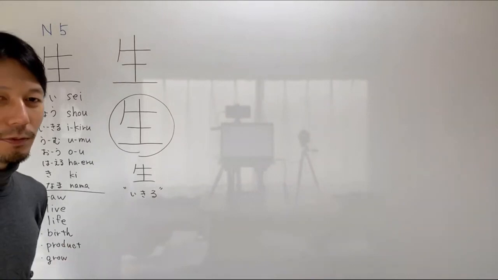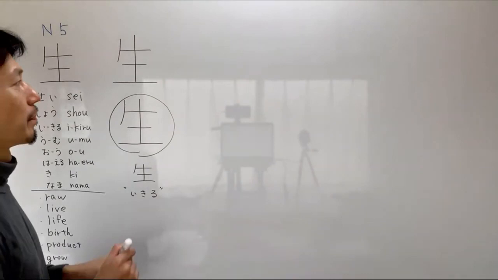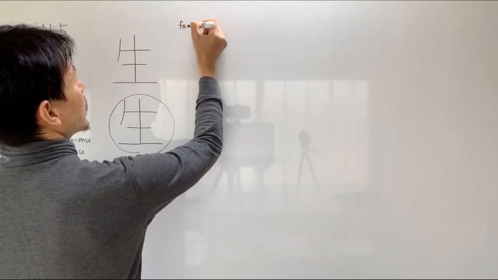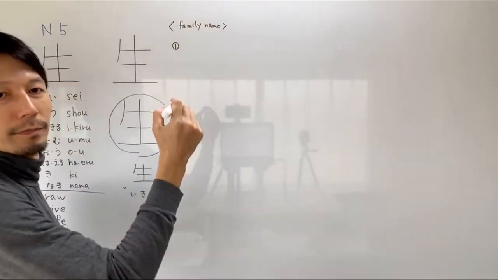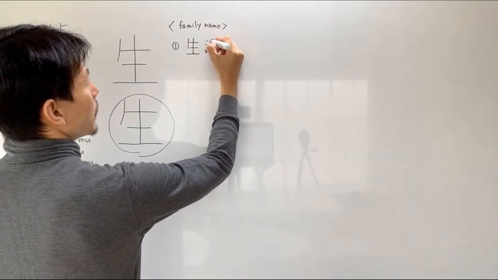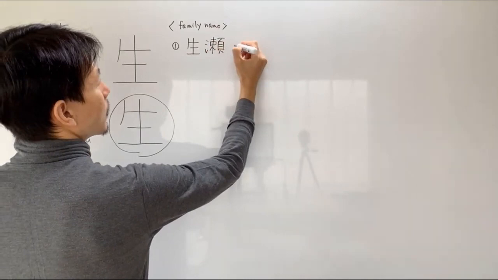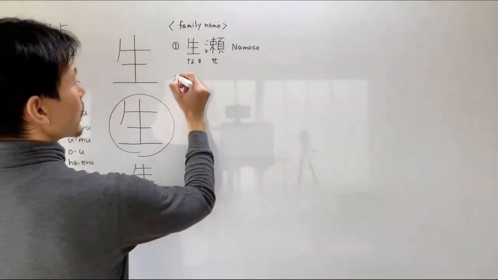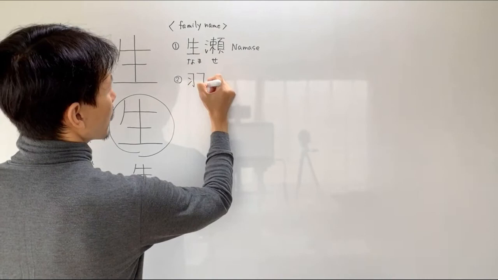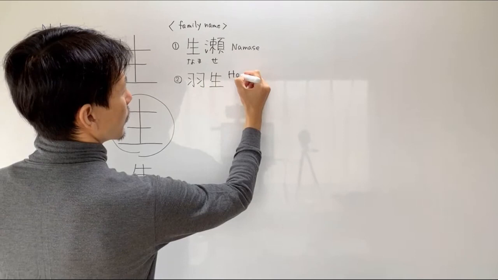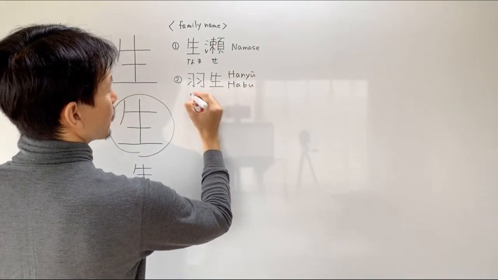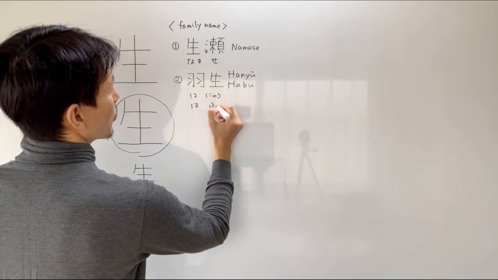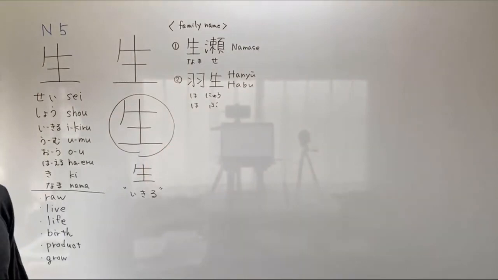I will introduce 7 names. And family name number one, Namase. Namase-san. And number two, Hanyu-san or Habu-san. Number three.